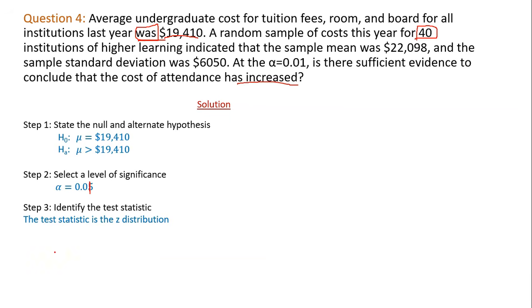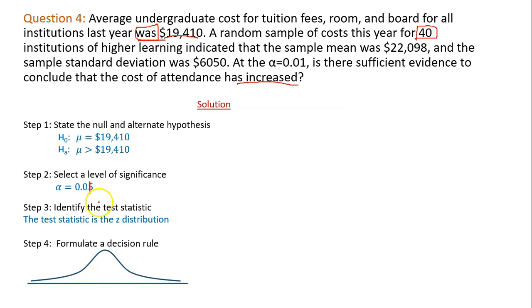Then we write step 4, formulate the decision rule. To formulate the decision rule, you sketch a curve. After sketching the curve, you tell if it's a one-tailed test or a two-tailed test. When you look at this one, you look at the alternate part. You have a greater than sign, so it is a one-tailed test. But to be specific, it is a right-tailed test. So we are going to shade the right tail. Then we give the 0.01 to the right tail. So we have 0.01.